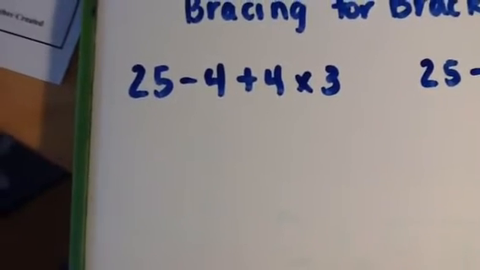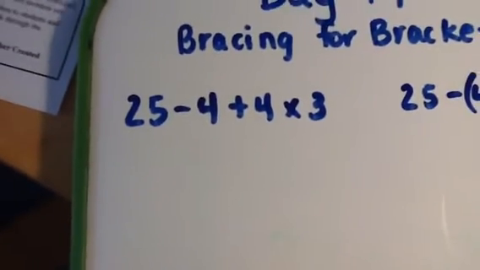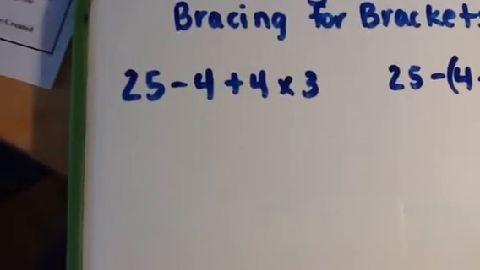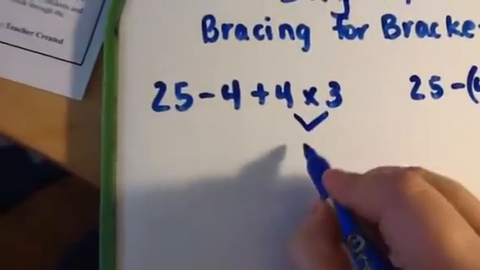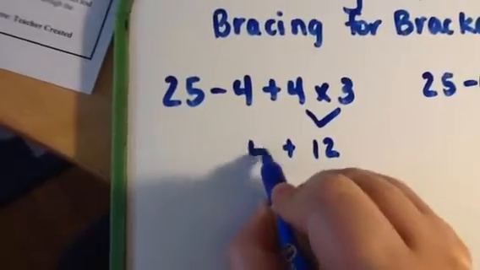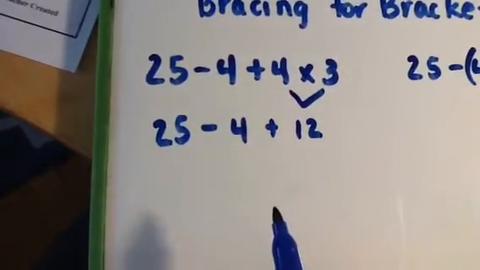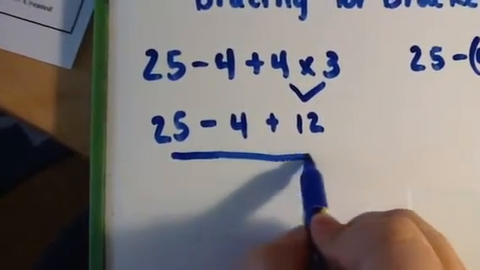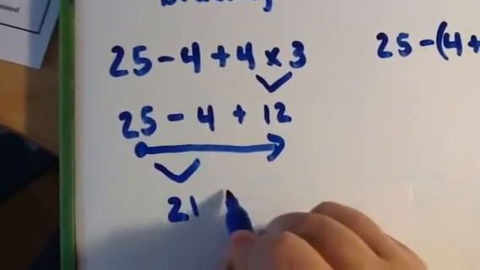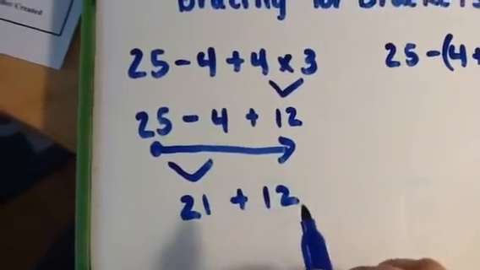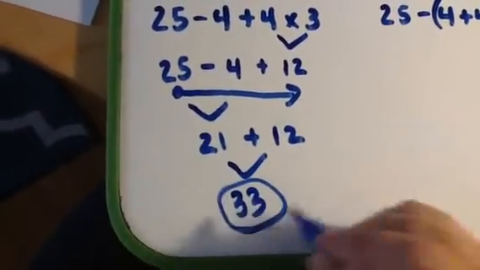Yesterday we focused on just order of operations. If I solve this based on order of operations, I would get a specific solution. I would do 4 times 3, which is 12. Then with addition and subtraction left, I would move left to right, which means I would do 25 minus 4, which is 21, plus 12, which would give me a solution of 33.